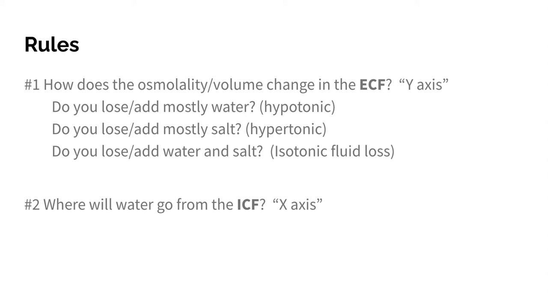Okay. So there's going to be two rules that we're going to follow to go through these diagrams. The first rule is, how does the osmolality and the volume change in ECF? So we're going to first look at what's going on in the ECF. Are we adding or losing mostly water, hypotonic fluid? Are we adding or losing mostly salt, hypertonic fluid? Are we adding or losing both water and salt, something more isotonic? And then the second question we're going to ask ourselves is, where will the water go from the ICF?